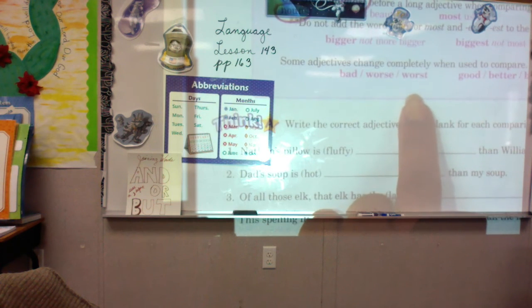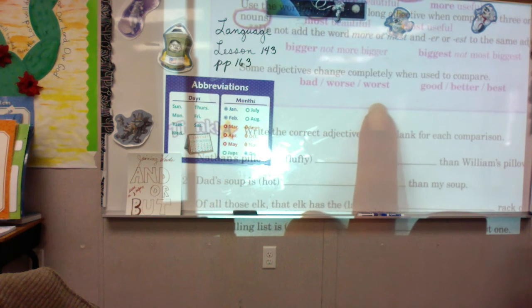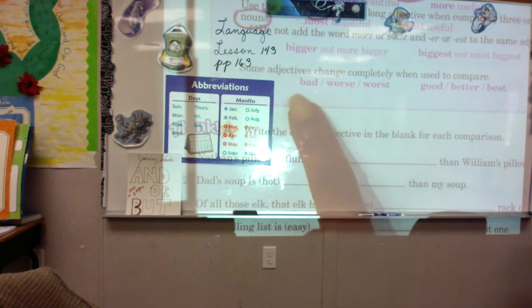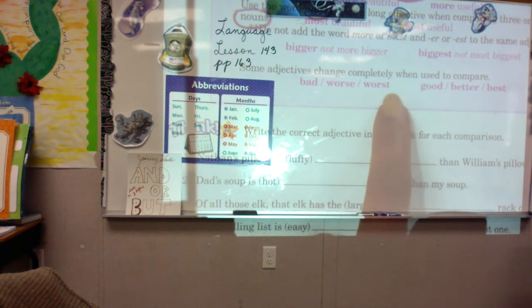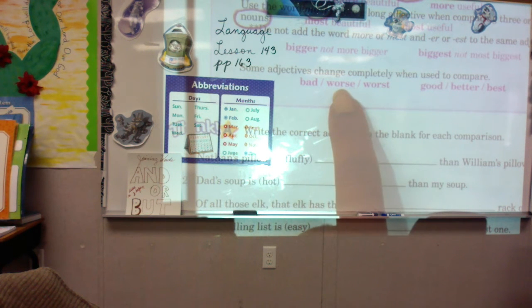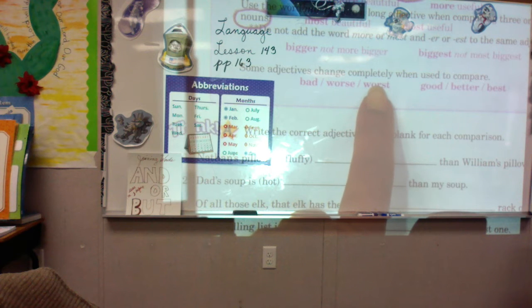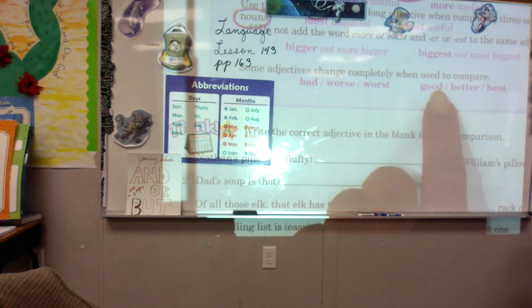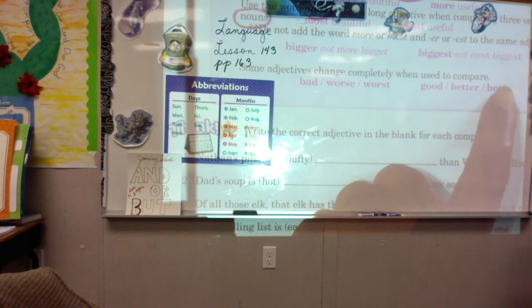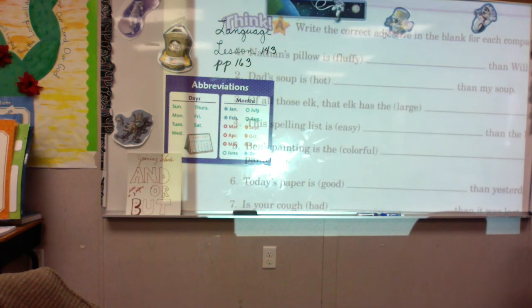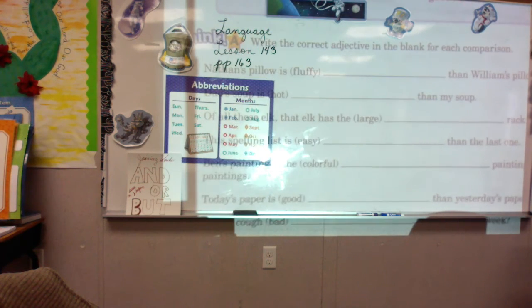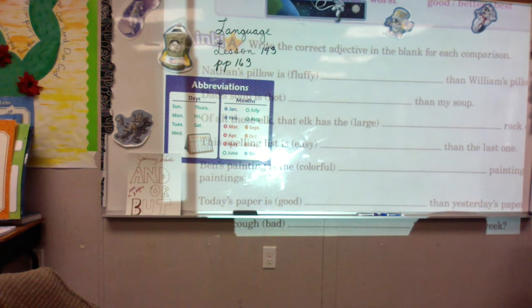Some adjectives change completely when used to compare. That means they're irregular. Bad, worse, worst. Worse when I'm comparing two things. Worst when I'm comparing a group of things or more than two. Good, better, best. Better, comparing two things. Best, comparing a group of things. Let me take that poster down.